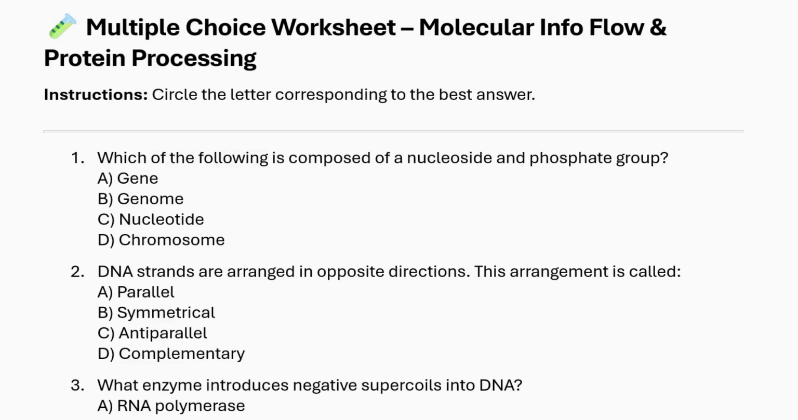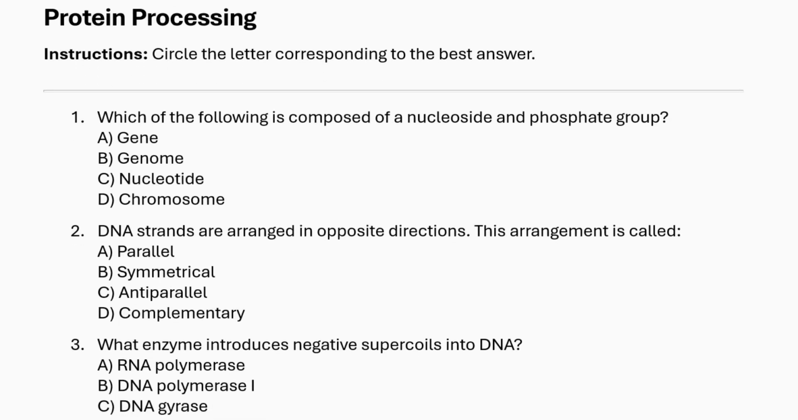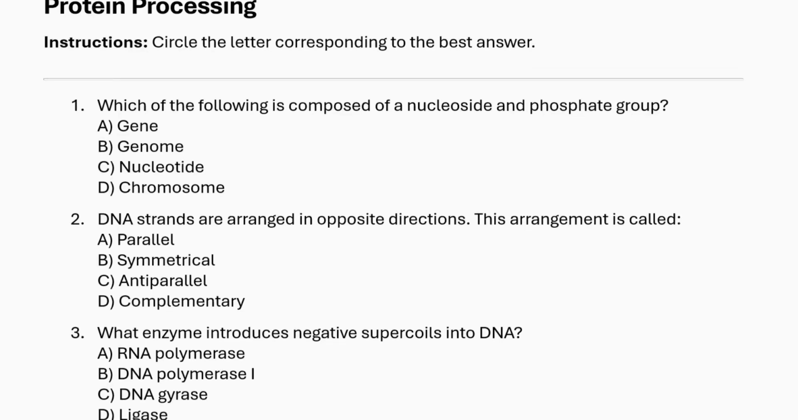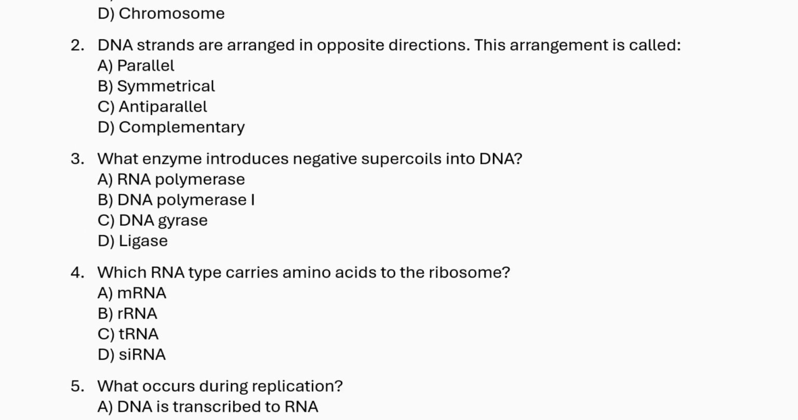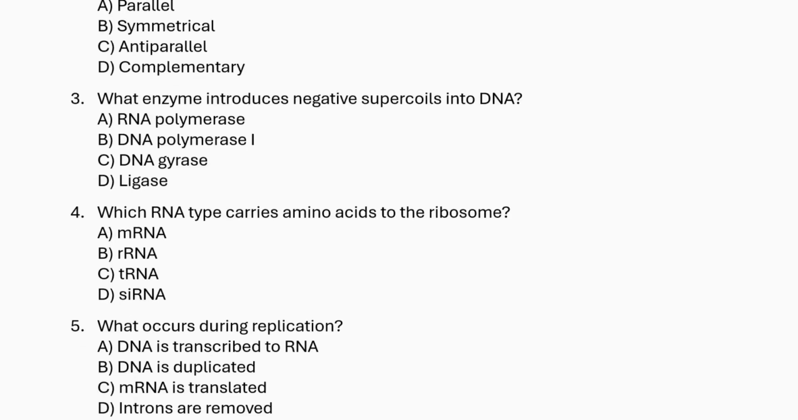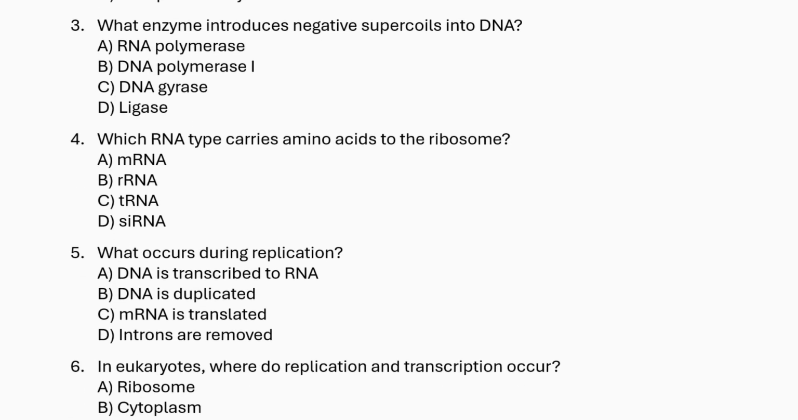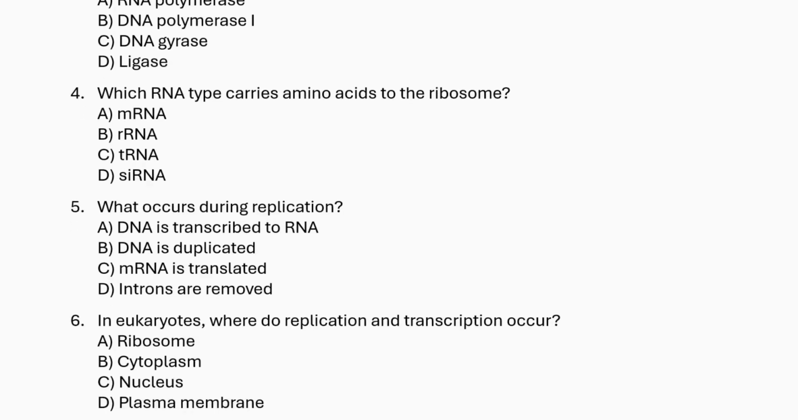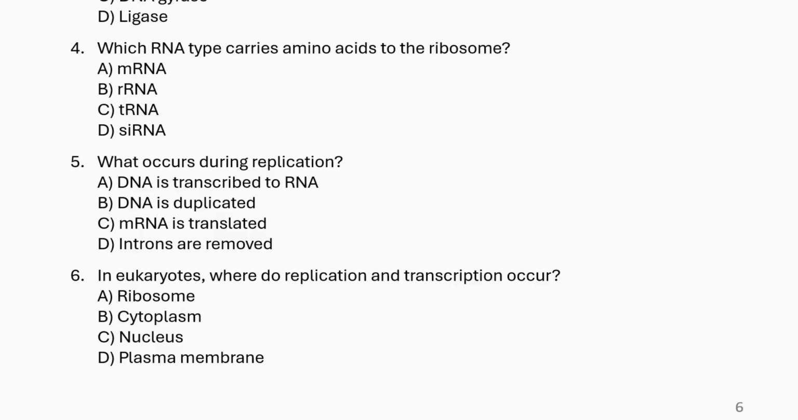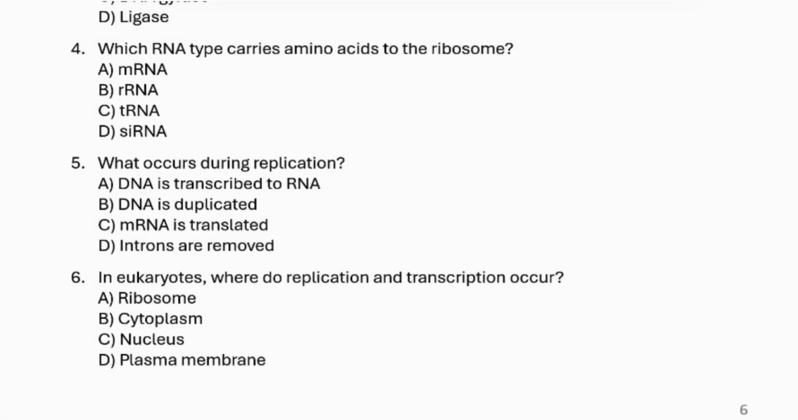Here's the multiple choice worksheet. Here are the instructions. Circle the letter corresponding to the best answer. Number 1. Which of the following is composed of a nucleoside and a phosphate group? 2. DNA strands are arranged in opposite directions. This arrangement is called. 3. What enzyme introduces negative supercoil into the DNA? 4. Which RNA type carries amino acids to the ribosome?